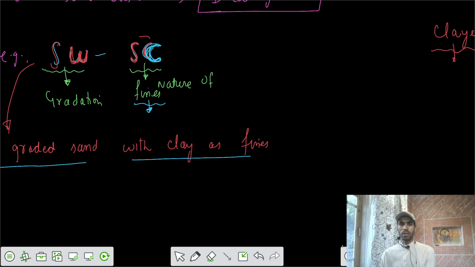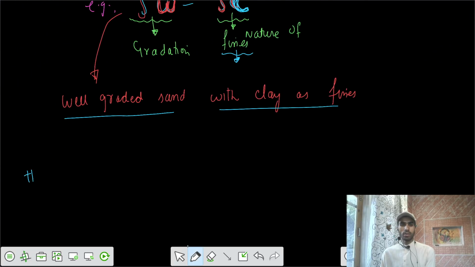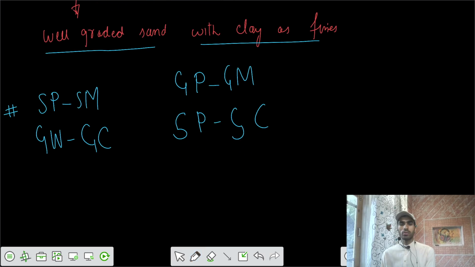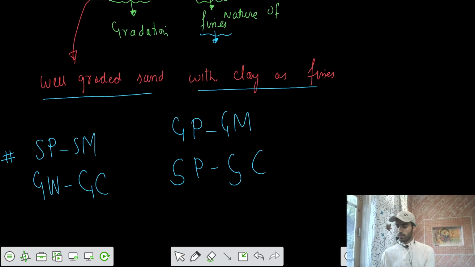So different combinations can be there. Let's take a few examples. Let's say your soil is poorly graded sand with silt as fines. Let's say you have well graded gravel with clay as fines. Let's say we have poorly graded gravel with silt as fines. Let's say we have poorly graded sand with clay as fines. So these are a few examples we can take.